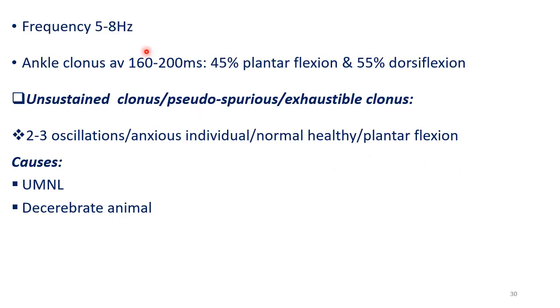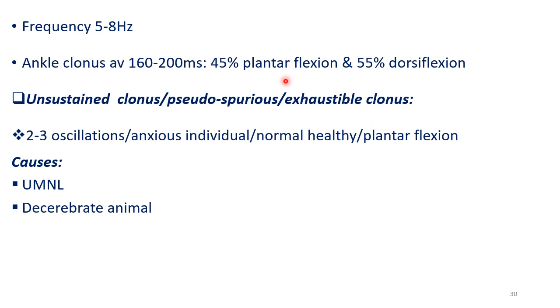It has been seen that in the case of ankle clonus, the frequency is generally between 5 to 8 Hz, and the average duration of an ankle clonus is about 160 to 200 milliseconds. 45% of this is spent in plantar flexion and 55% in dorsiflexion. That is, the major portion is dorsiflexion and a lesser portion is plantar flexion. Now, the first few oscillations are generally longer, then they become stable after some time.